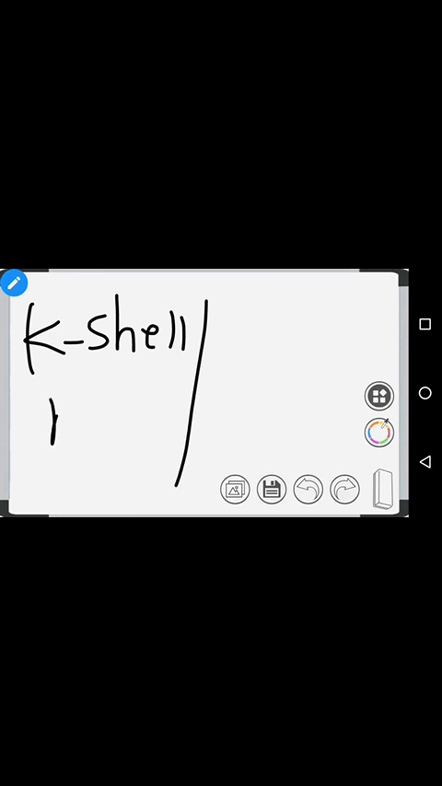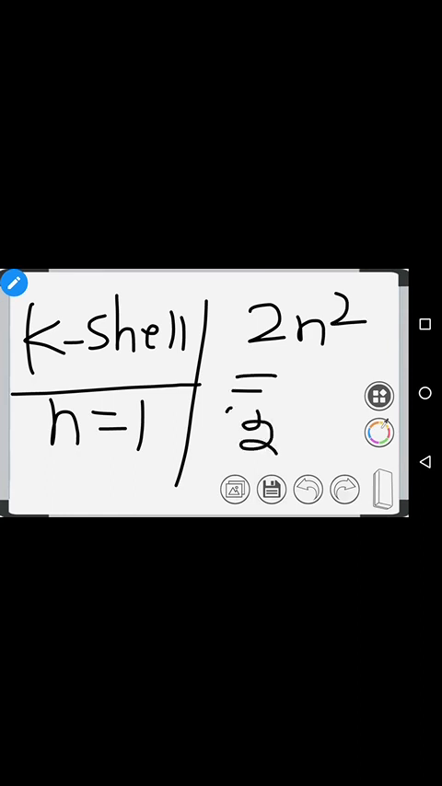So the K shell: here n value is 1, so according to the formula 2n square, we get 2 as the answer. So the K shell can have a maximum of 2 electrons only. It will not go beyond that. If there are 10 electrons, only two electrons will be in the K shell, and the remaining electrons will go elsewhere.